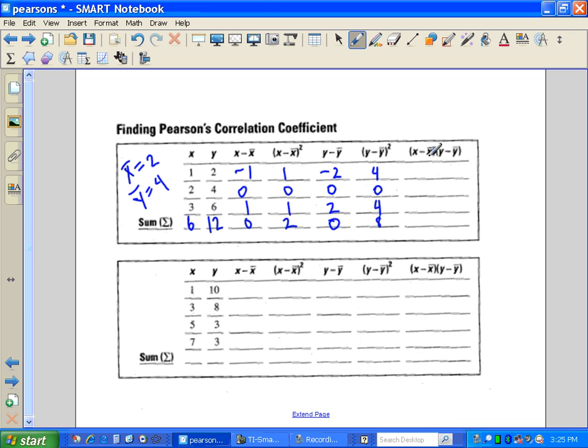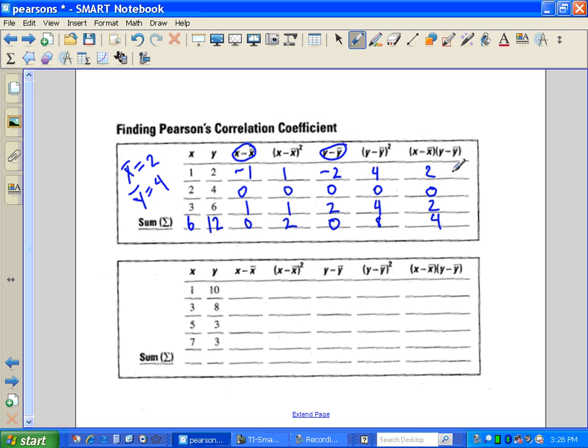If I just want to multiply without the squaring, then I'm going to multiply just this subtracting part with just this part for each data point. Negative 1 times negative 2 is positive 2. Obviously 0 times 0 is 0, and then 1 times 2 is also 2, and when I add that together, it's 4. So using these columns, we've created a bunch of information here.